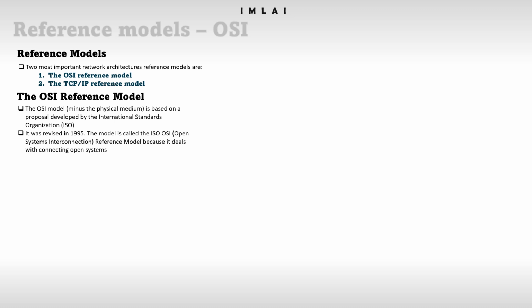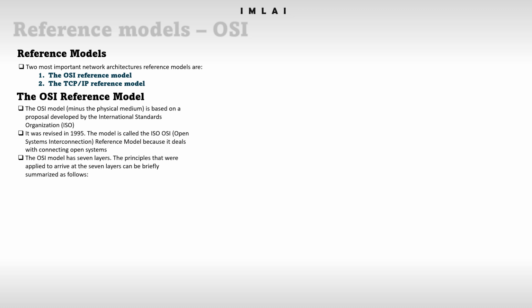OSI means Open System Interconnection Reference Model, because it deals with connecting open systems, that is, systems that are open for communication with the other systems. So we will just call it the OSI model in short. So the OSI model is nothing but the Open Systems Interconnection Reference Model. The OSI model has 7 layers.